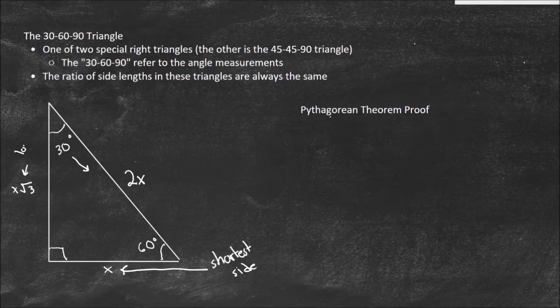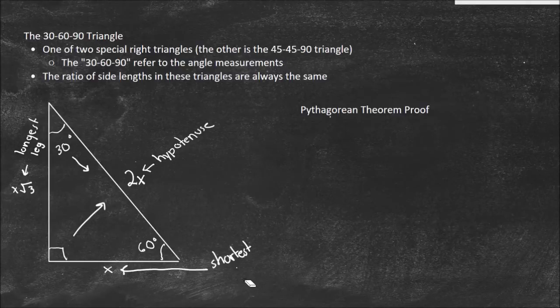And then we have the longest leg. That's what we call these that are not the hypotenuse. The longest leg is x times the square root of 3. So you take the shortest side and multiply it by the square root of 3 to get the longest leg. And then finally, we have the hypotenuse, which as you know is always opposite the right angle. This is 2 times that shortest side. So this is going to be the longest side on the triangle, and it's just 2 times the shortest leg. I'm going to say shortest leg instead of shortest side. Both work, but I just like leg a little bit better.